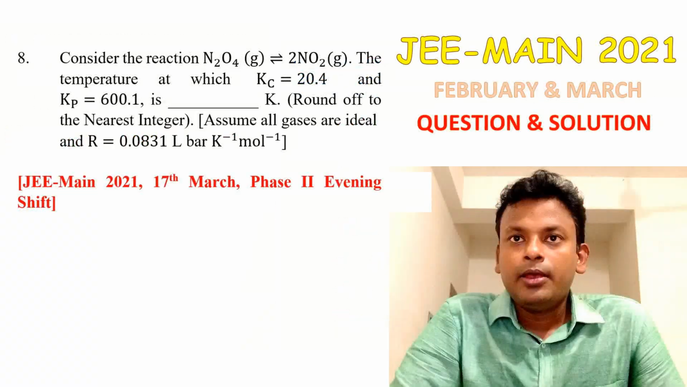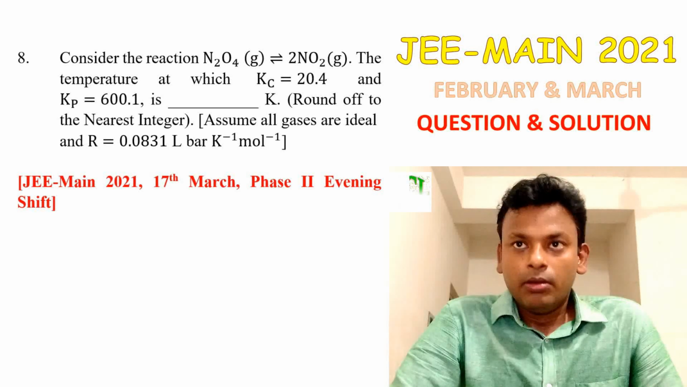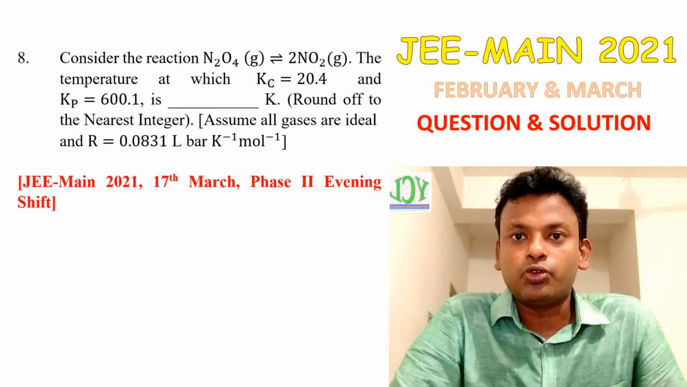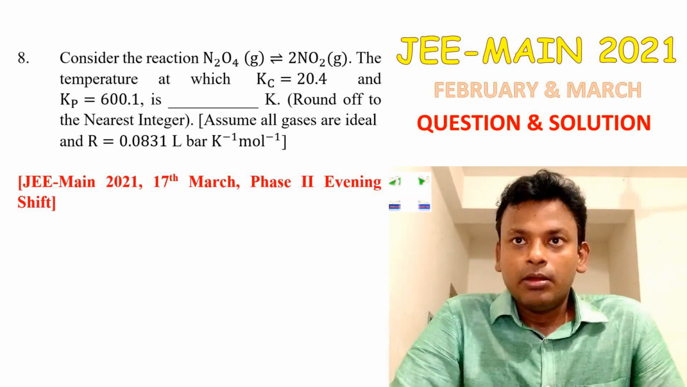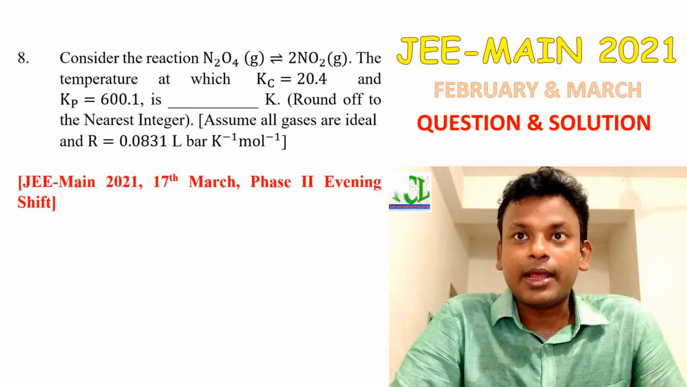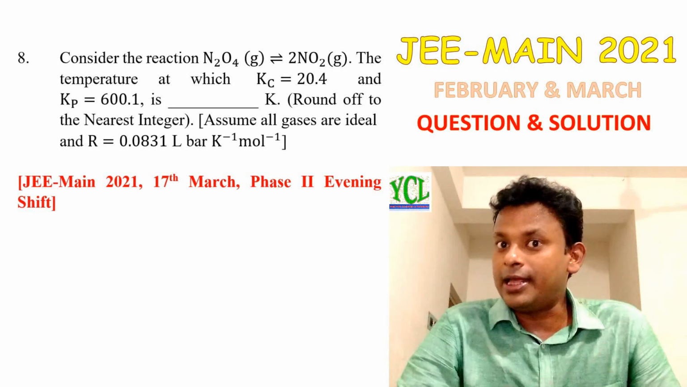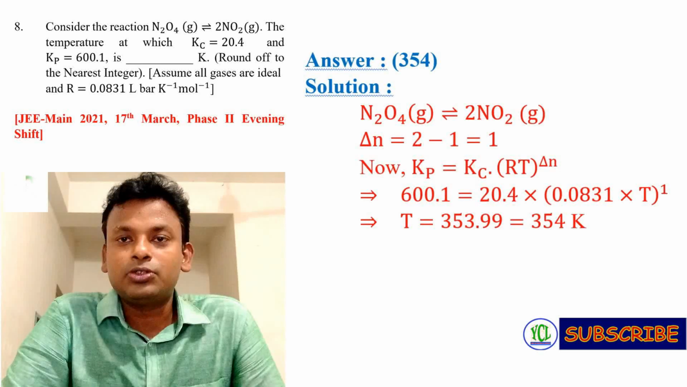And next question, question number 8. Consider the reaction N2O4 gives 2NO2, and the temperature at which Kc equals to 20.04 and Kp equals to 600.1 is dash. Here calculate the temperature, and this question was set in 2021, 17th March, page 2, evening shift, and answer equals to 354. Reaction is N2O4 gives 2NO2.